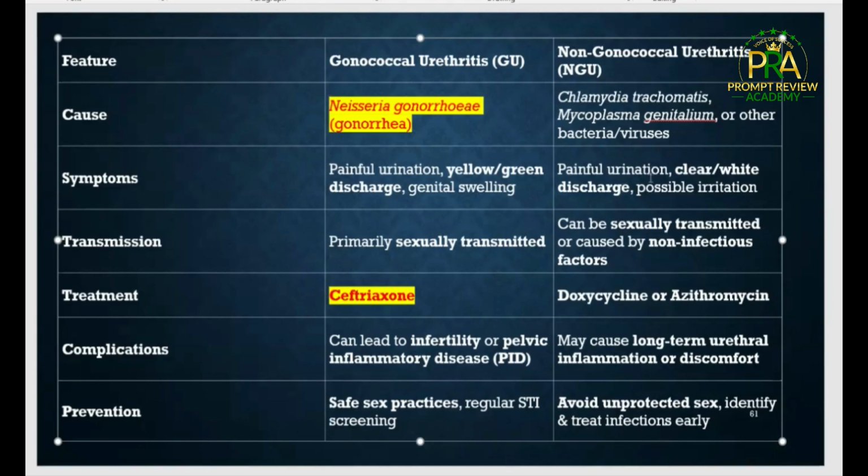But if it is non-gonococcal, non-gonococcal means chlamydia. So what you are going to use for that is doxycycline or azithromycin.